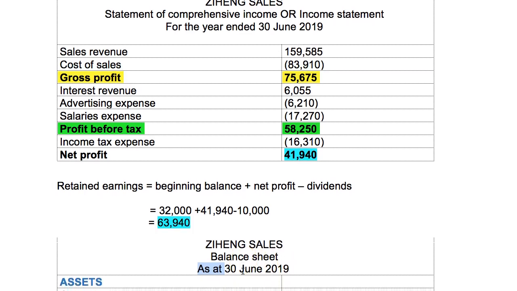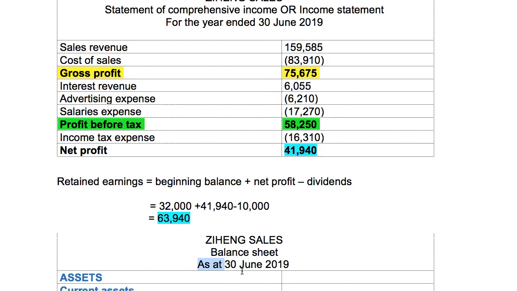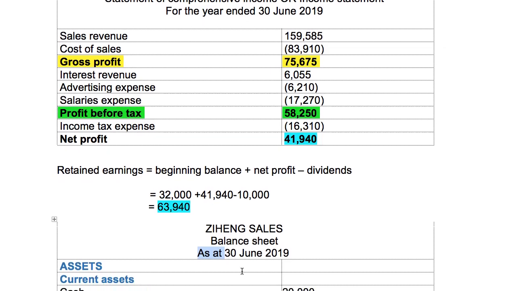Now, on the balance sheet, we start with the assets. For this balance sheet, I would like you to put assets into 2 groups, current and non-current, and the same for the liabilities. Could you please pause the video and could you please complete this balance sheet?